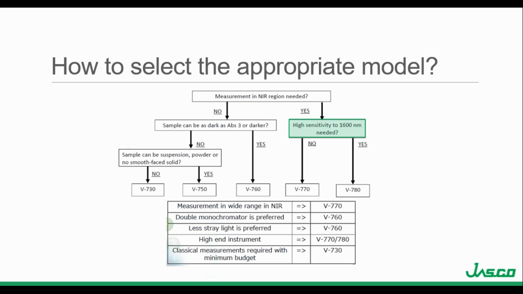However, if you're not really concerned with sensitivity and you don't need to get out to 3200 nanometers and going to 1600 is fine, the V-770 would still be a better option due to the price.